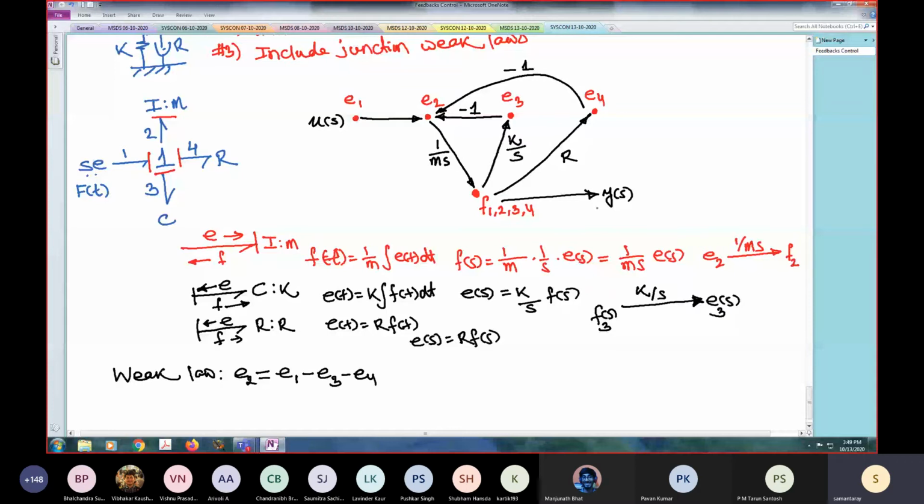So now I will simplify this to a simpler form. These temporary things I will remove. So I will put F1, 2, 3, F1 to 4, Y(s). There is E2.